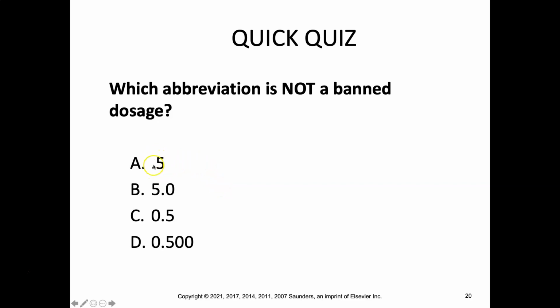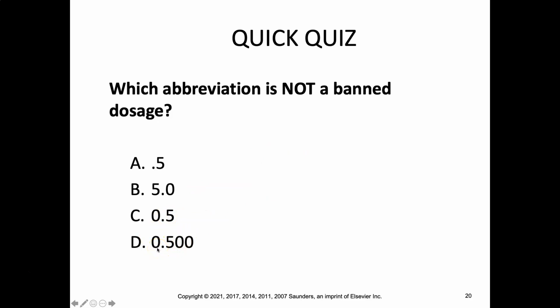Okay, first one out of the gate we know is banned because you've got a decimal without a leading zero. So A is out. Mark it out. Next one, you've got 5, but you've got a decimal and 0. Is that allowed? No. If you've got a number and you don't need the decimal point, and you don't need the 0, so mark that one out. A and B are out. They are banned. Let's jump down to D.